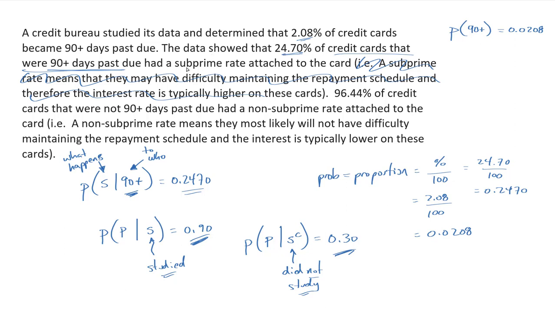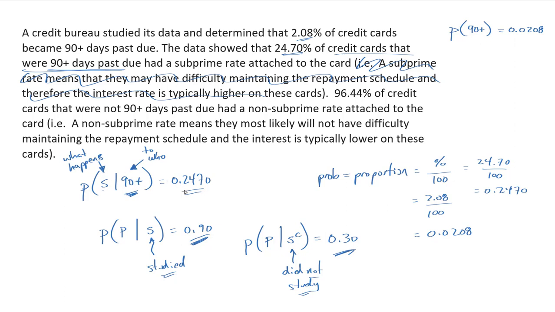24.7% of those cards had a subprime rate attached to the card. So in other words, if we are talking about these cards, just like if we're talking about people who studied, then we can apply this probability. The data showed that 24.7% of cards that are for sure 90 plus days past due have a subprime rate attached to the card. So some of them do, some of them don't. 24% of them have that subprime rate. So the probability is whether or not you get subprime. But for sure, we're talking about the group that is 90+.